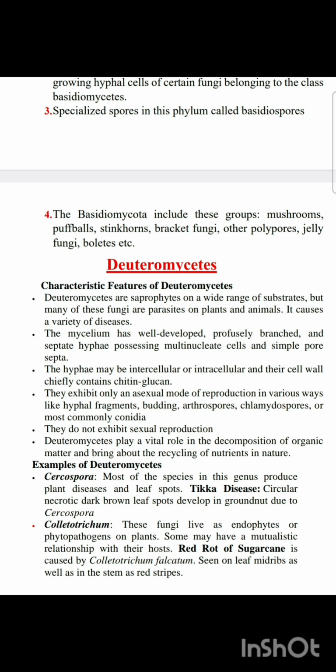For example, Cercospora personata is a fungus which causes tikka disease in groundnut. Then Colletotrichum, which is the causal organism of red rot of sugarcane, caused by Colletotrichum falcatum. So this is all about the different characteristic features of different groups of fungi.